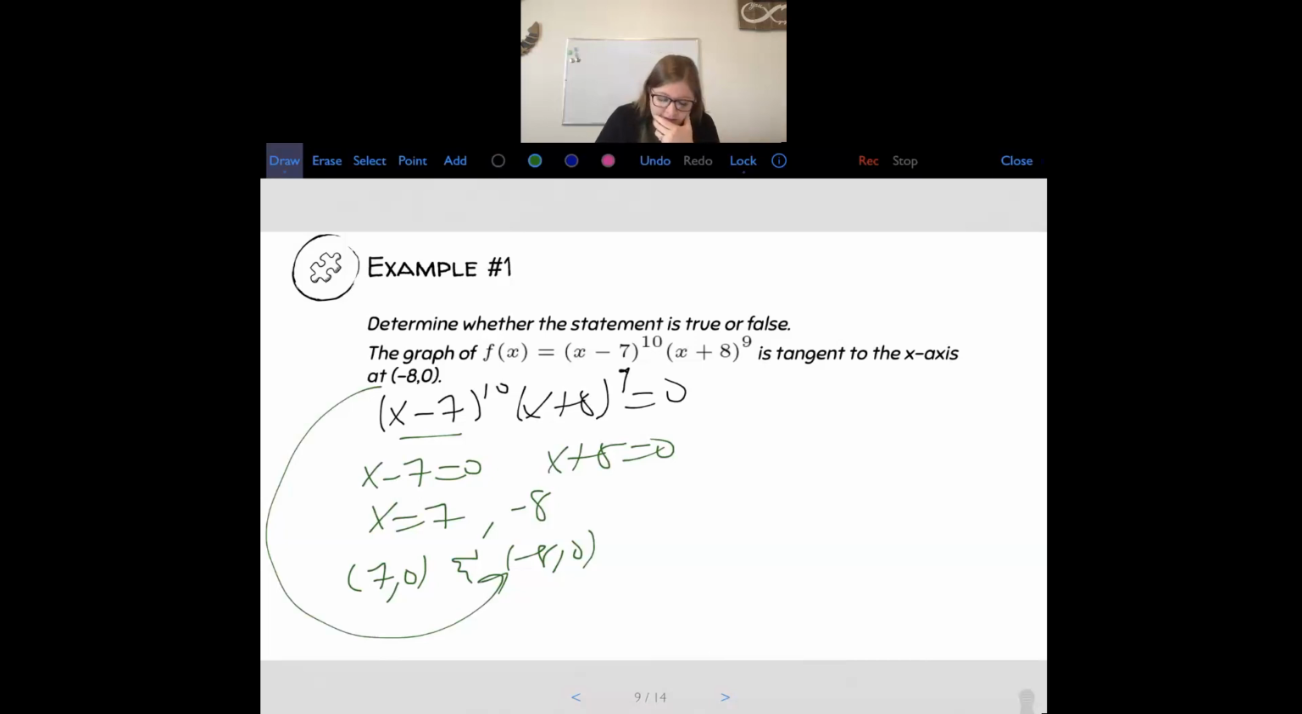Okay, now our zero of negative 8 has a multiplicity of 9, and our zero of 7 has a multiplicity of 10. And we're interested specifically in our zero of negative 8 because that's what this question is asking for. The multiplicity is odd, which means that the graph is going to cross the x-axis at negative 8, 0. Okay, so this statement would be false because it's not tangent, because the multiplicity of the zero is odd.